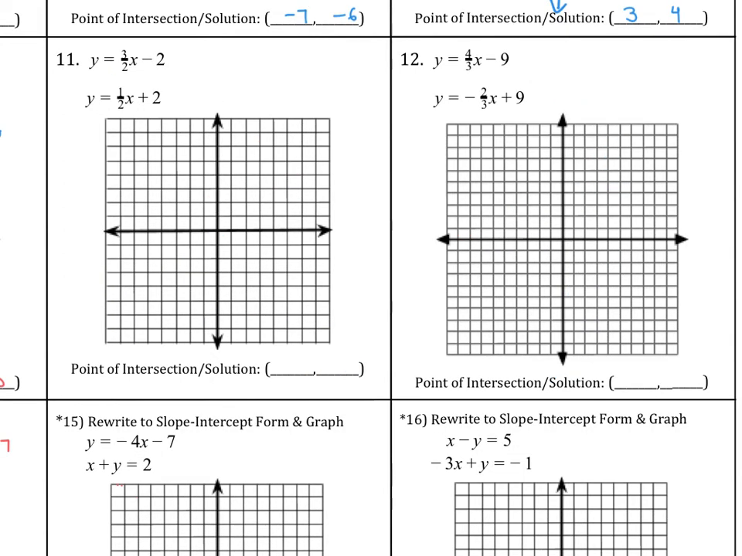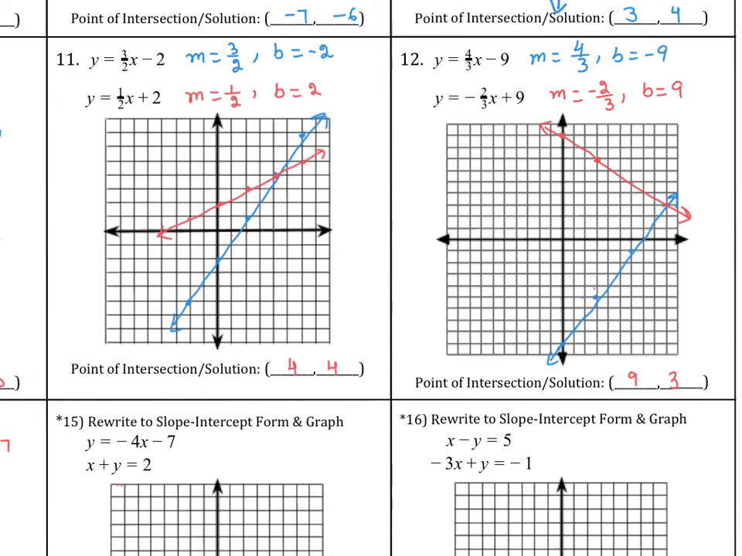For number 11, the slope is 3 over 2 and b is negative 2. So you graph the first line starting from negative 2, going up 3 over 2, up 3 over 2. For the second line, you start from 2 and go up 1 over 2, up 1 over 2. They meet at this point, which is 4 comma 4.